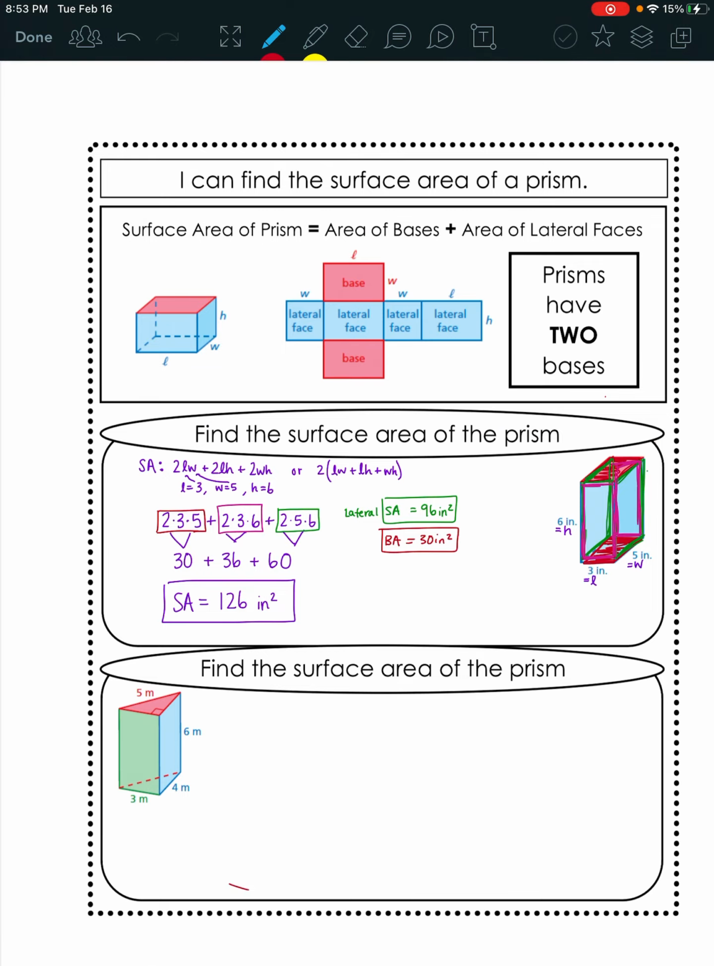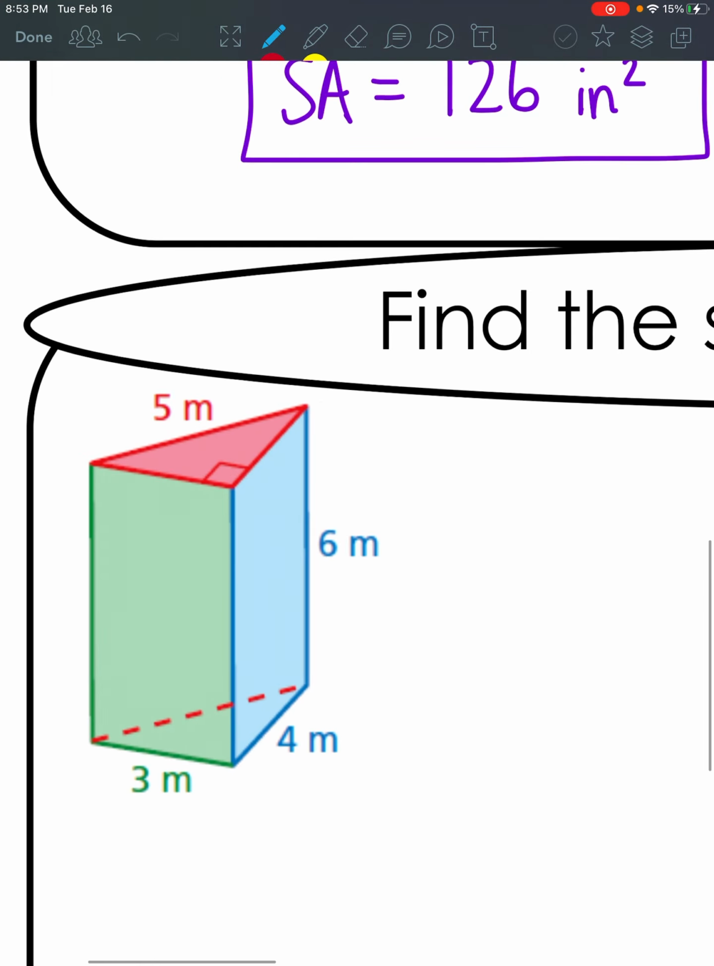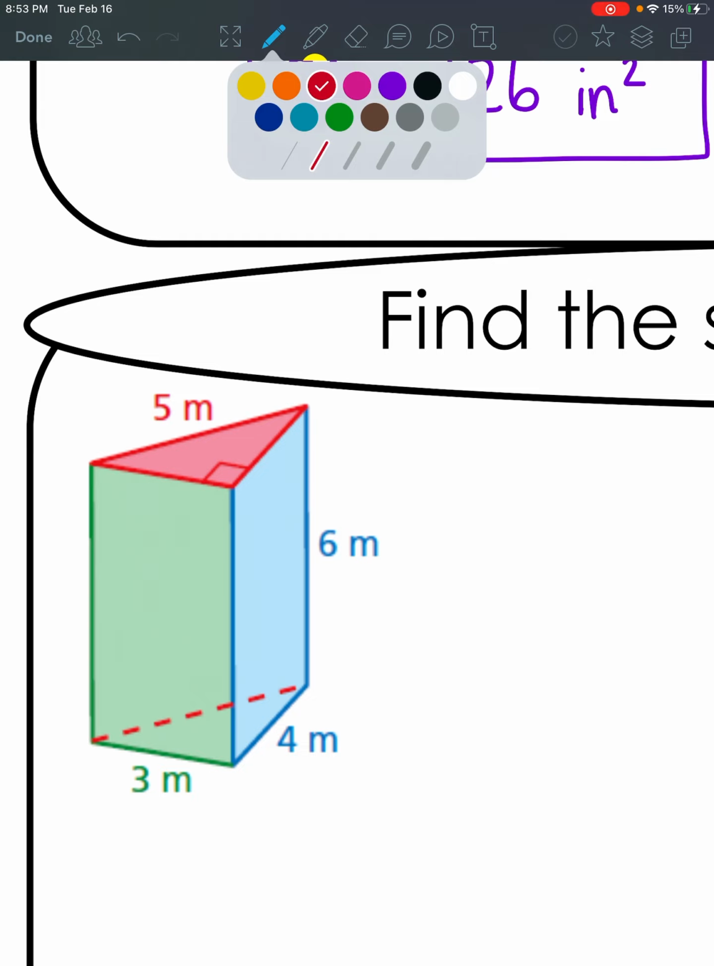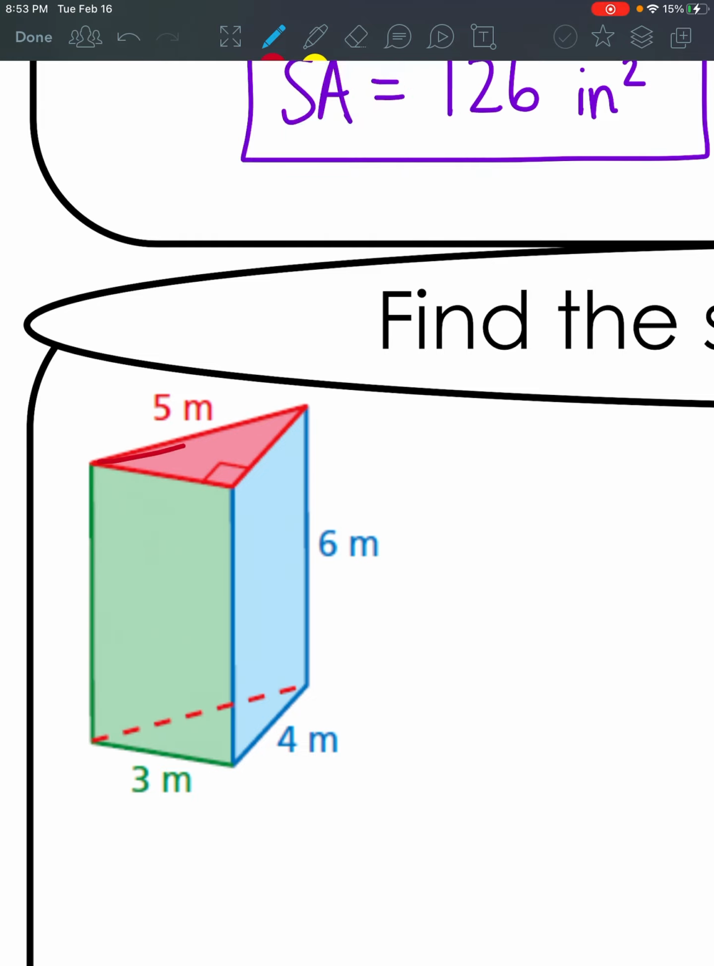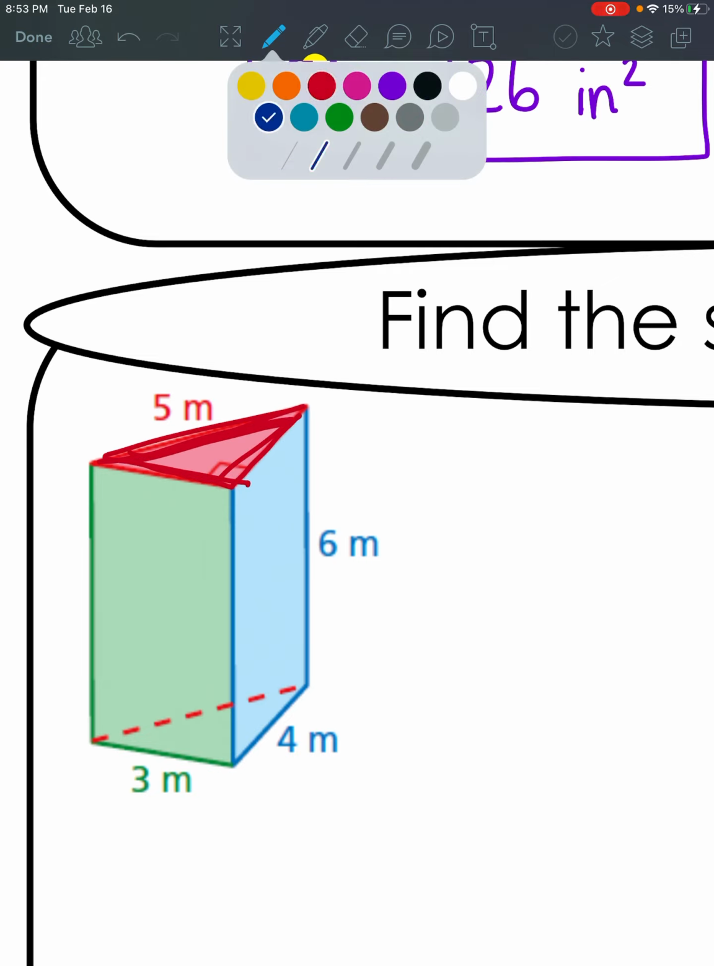So there was a rectangular prism. Now we are going to do a triangular prism. There is no formula for this. Basically, you just want to find the surface area of all of these sides. Notice that it's a triangular prism because the base is a triangle, and then the sides are all rectangles.